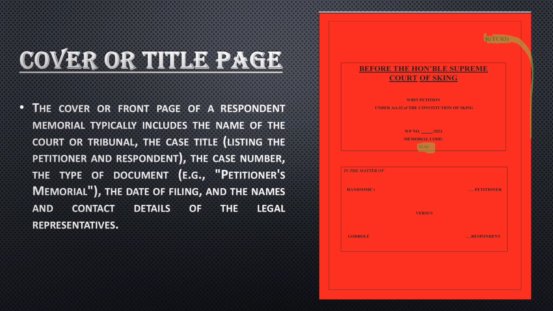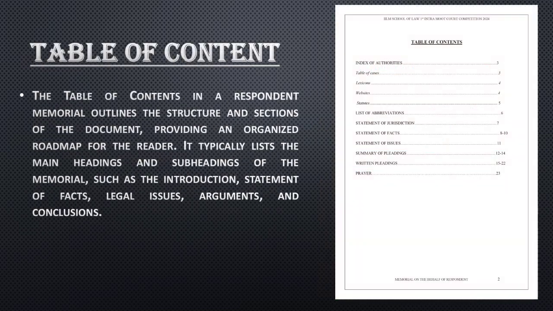Let's move to the next page, that is the table of contents. The table of contents outlines the structure and sections of the document, providing an organized roadmap for the reader. It typically lists the main headings and subheadings of the memorial, such as the introduction, statement of facts, legal issues, arguments, and conclusion.